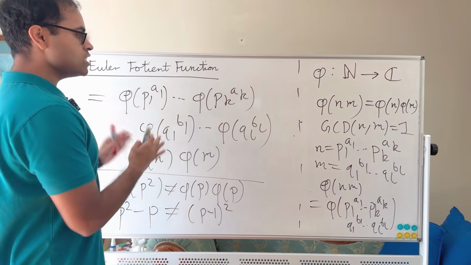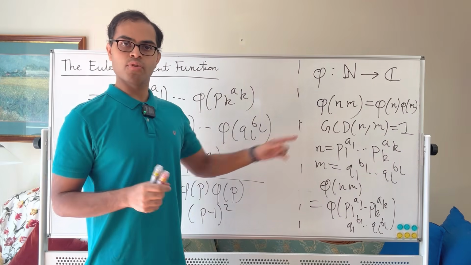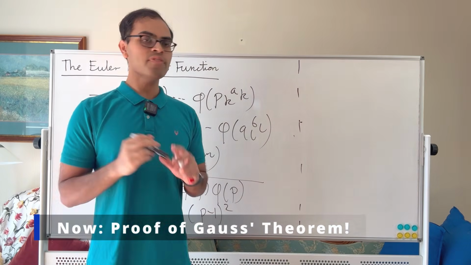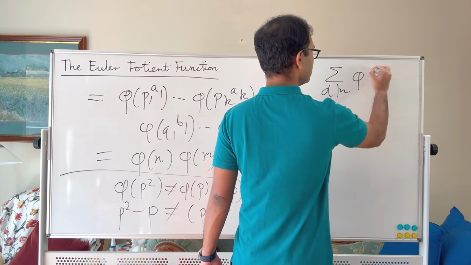We can still use this property to now prove Gauss's theorem. So let me do that on this side of the board now. The first claim is we've proven Gauss's theorem. We've proven that the sum over d dividing n of phi of d.